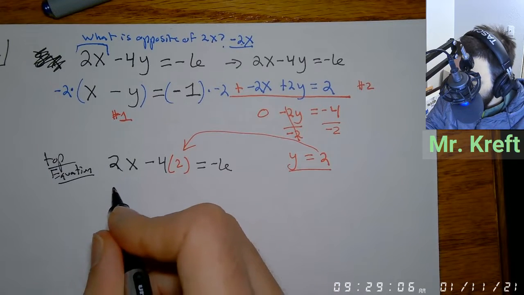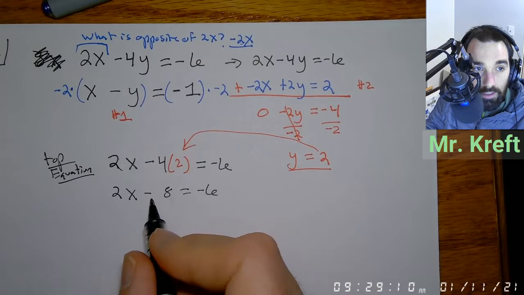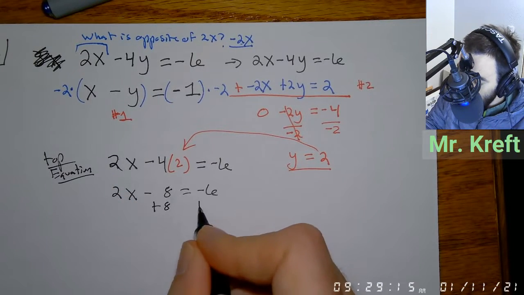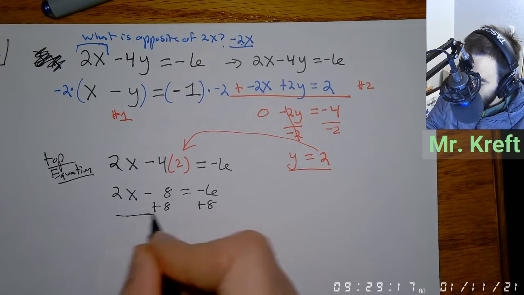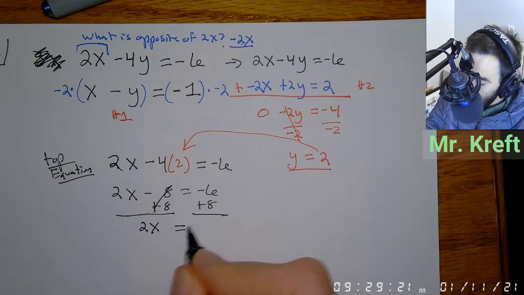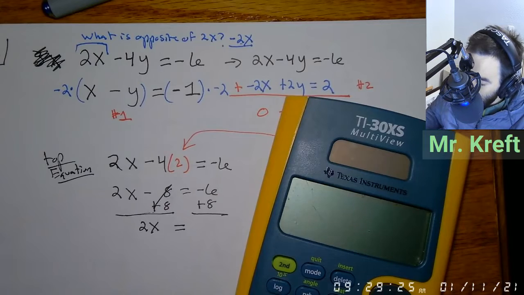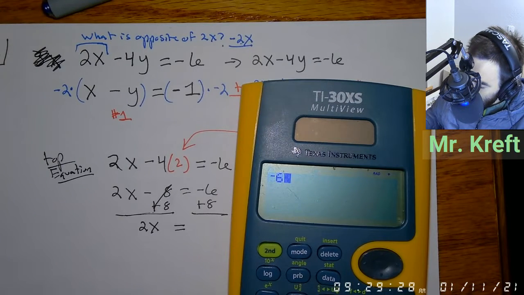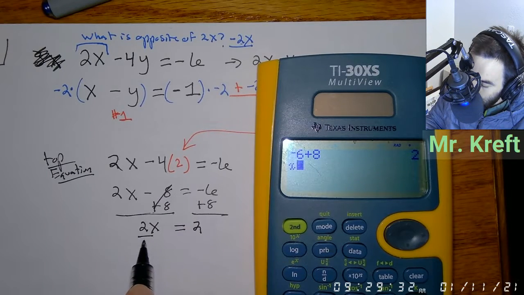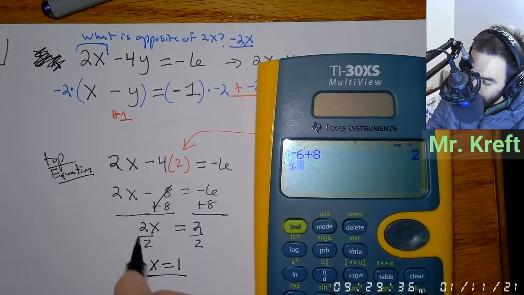So negative 4 times 2, that's negative 8. I want to get this 2x by itself, so I'm going to add 8 to both sides. So I get 2x equals 8 minus 6. If you ever just want to do this quickly, you can do this in a calculator. So that's 2. And then I divide by 2. I get x equals 1.